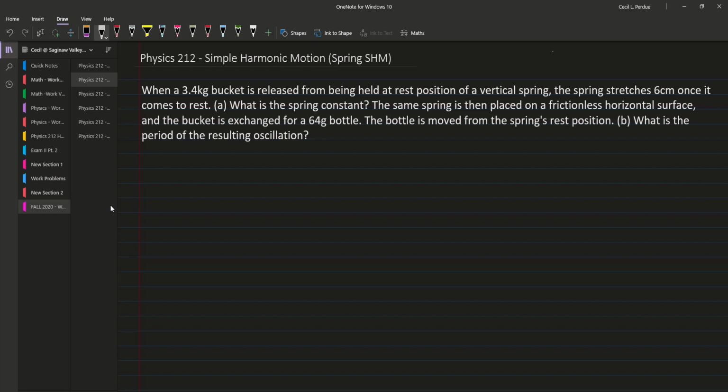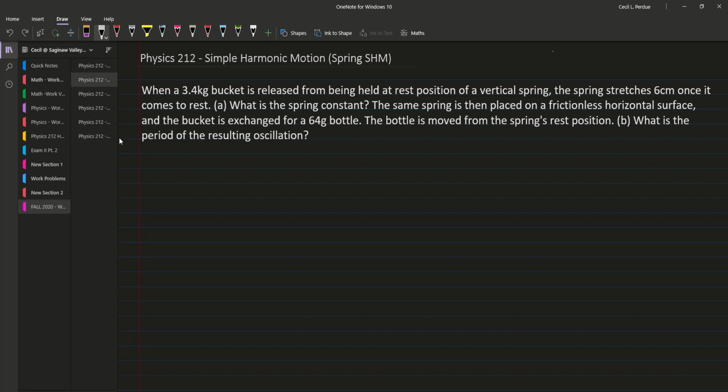The same spring is then placed on a frictionless horizontal surface, and the bucket is exchanged for a 64-gram plastic bottle. If the bottle is moved from the spring's rest position, B, what is the period of the resulting oscillation?